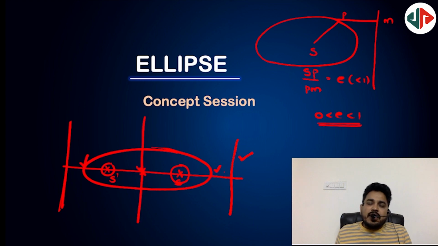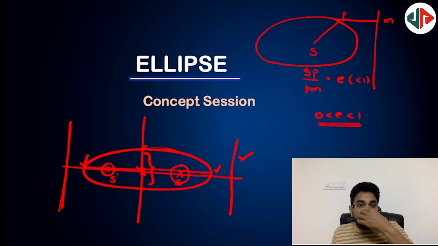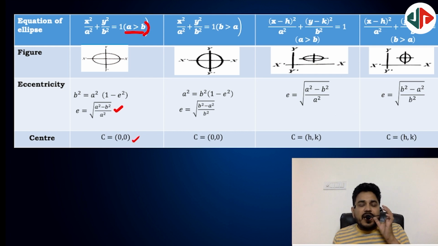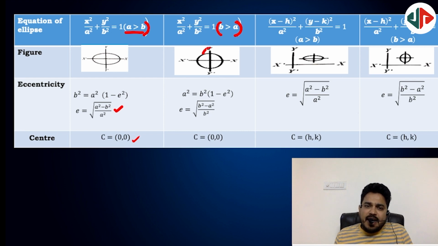These are called the ends of the major axis or vertices, and this point is called minor. This distance is called the length of the minor axis. So if you look here, x square by a square plus y square by b square is equal to 1, where a is greater than b. For this one, the center is this, and x square by a square plus y square by b square is equal to 1, where b is greater than a. In this situation, the diagram is going to be like this.